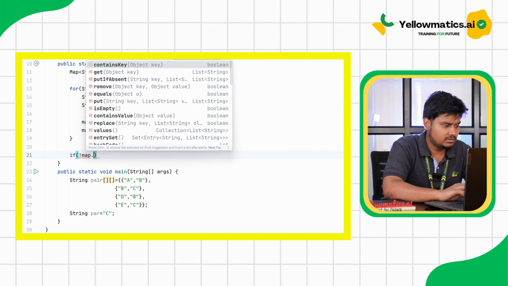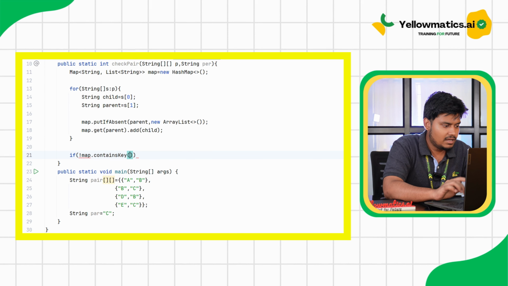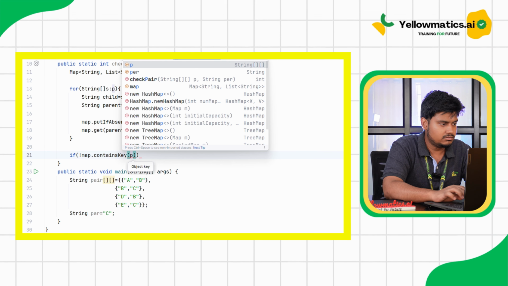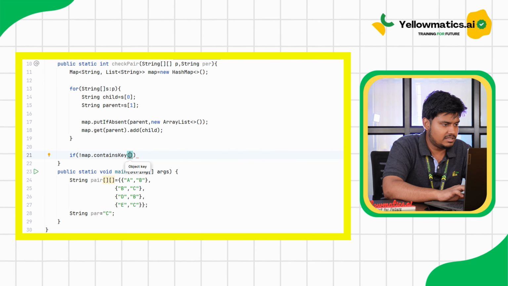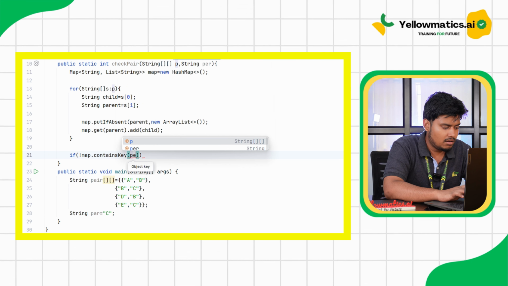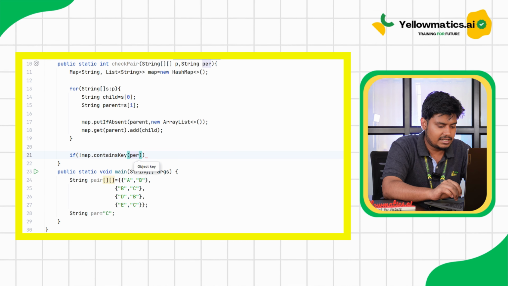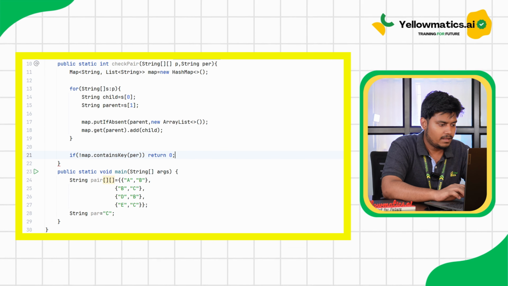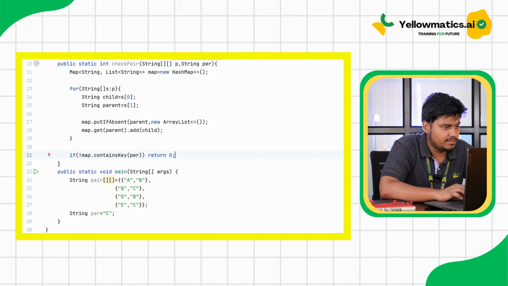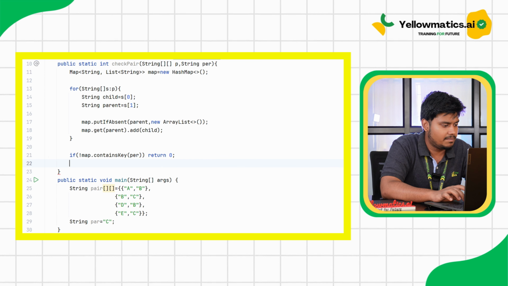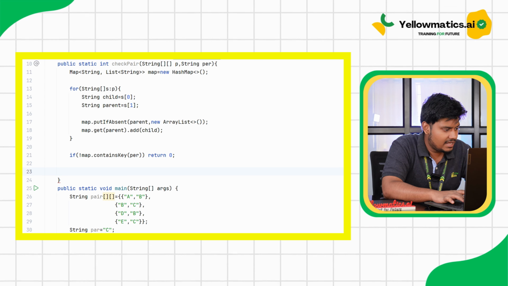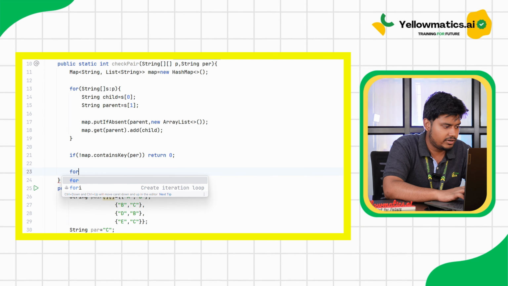map dot contains key of a parent, which means here I should pass a person, if the person contains it. If not, directly I should return 0 here, because the parent string does not match, so we should return here. And then if the match is there, I should iterate over it.